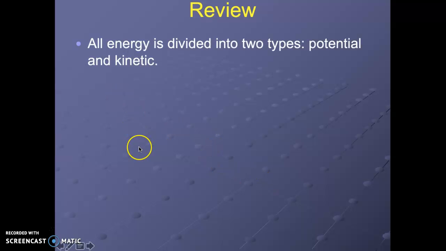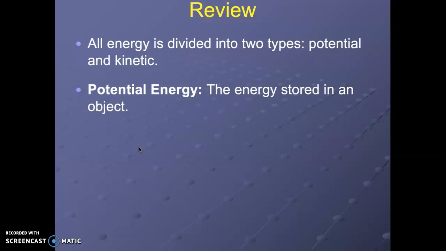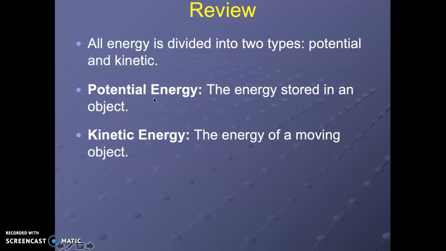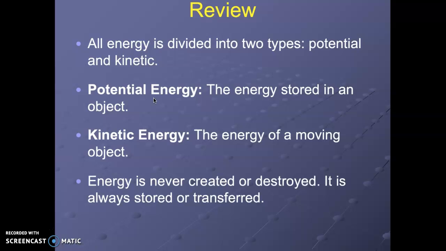Okay, almost done. Quick review. All energy is divided into two main types. We have potential and kinetic, and then we have subdivisions of each of those, which you should know as well. Potential energy is the energy stored in an object. Kinetic energy is the energy of a moving object or the moving particles within an object.